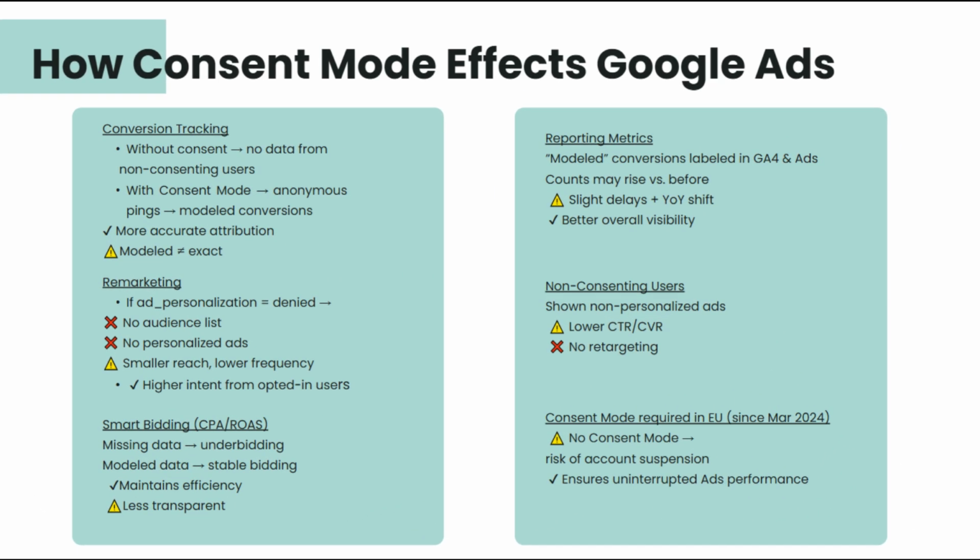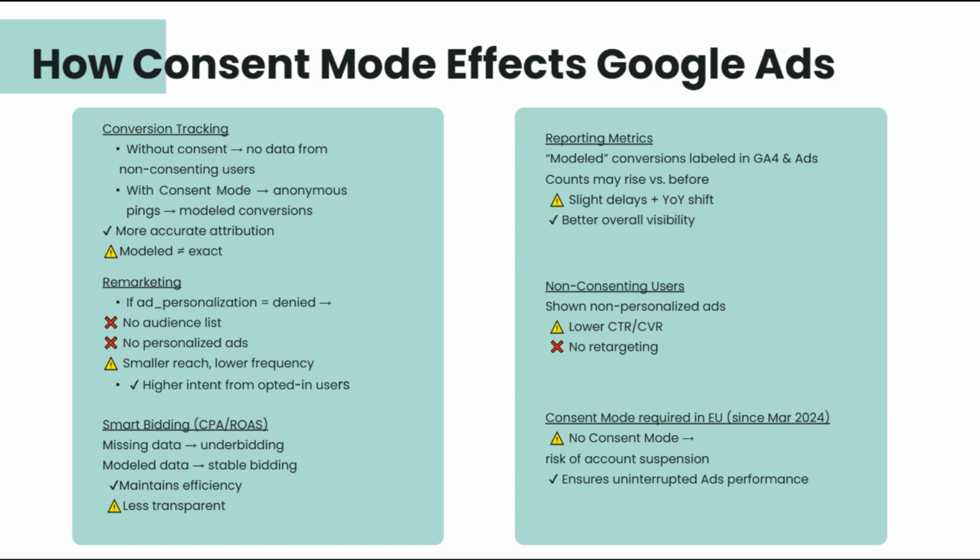One big question for marketers is, all right, we're doing all this privacy stuff, but what does it mean for our advertising results? Google Consent Mode can significantly impact Google Ads campaigns, both in how they operate and how you measure their success. Let's break down the key areas: conversion tracking, remarketing, and bidding performance.